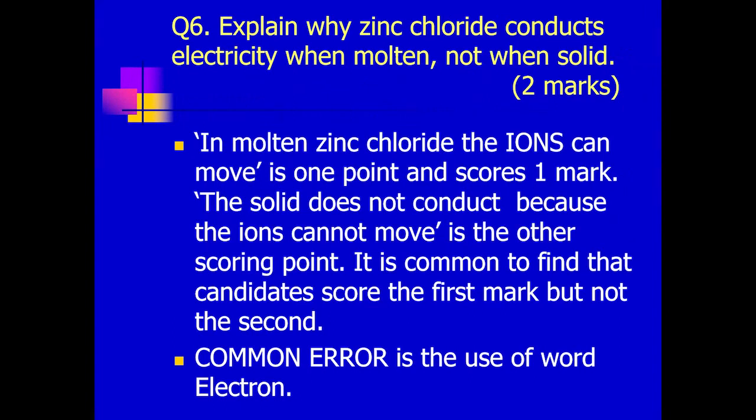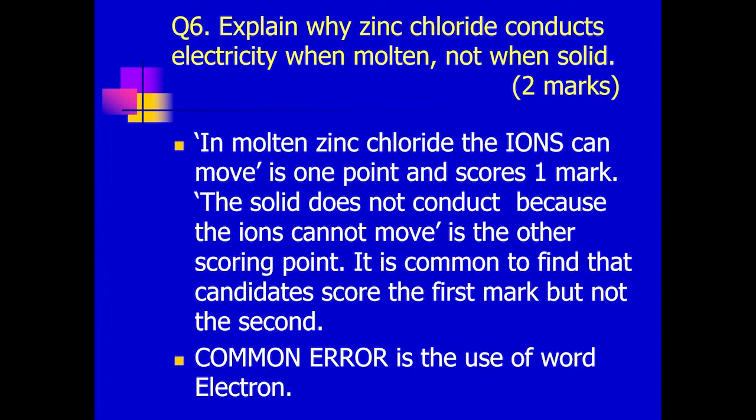Next question: explain why zinc chloride conducts electricity when molten, not when solid. In molten zinc chloride, the ions can move is one point and scores one mark. The solid does not conduct because the ions cannot move is the other scoring point. It is common to find that candidates score the first mark but not the second. It's a very common error, noted in examiner reports, that students use the word electrons instead of ions. You will not get any credit for this answer.